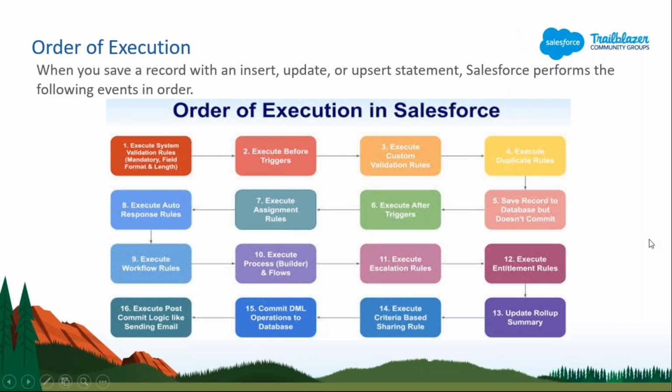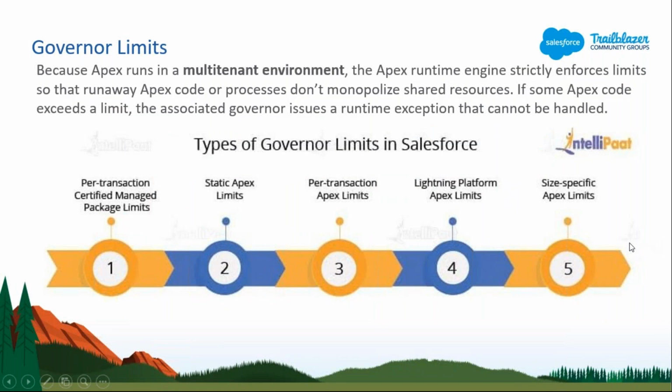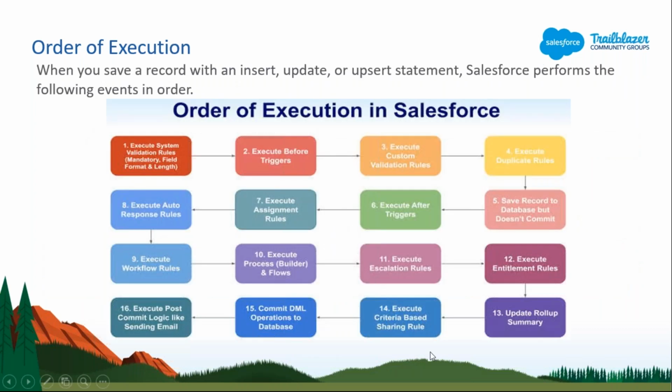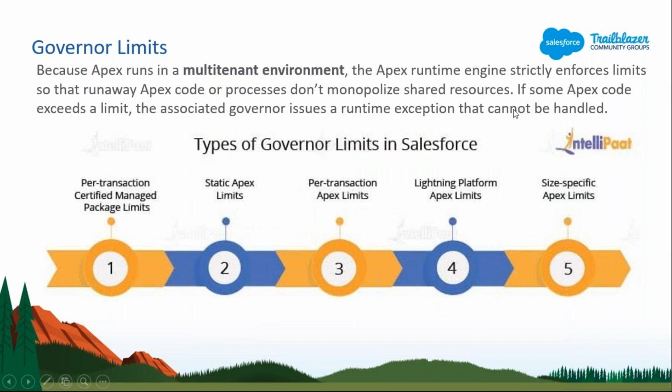Okay, so our next topic is governor limits. This order of execution, for now I am not able to show you, because if I go and create every single task, there are so many tasks available here, it will take another day. So you just go and try and practice, and create every single task for a particular object, and you will get it more clearly how this execution is performed in Salesforce.